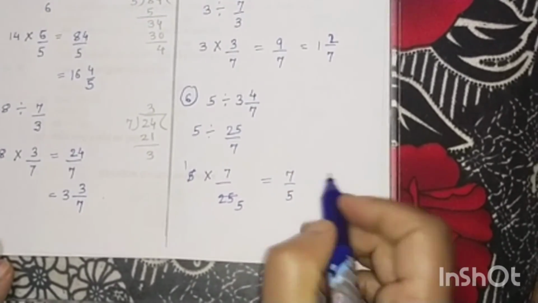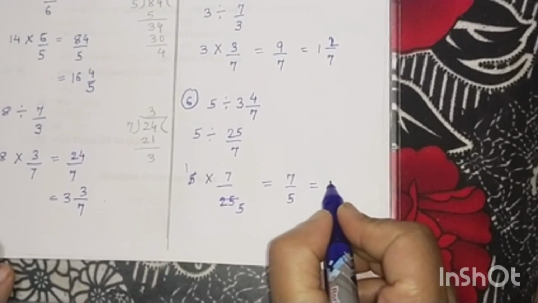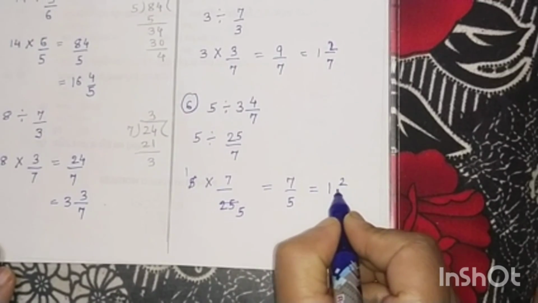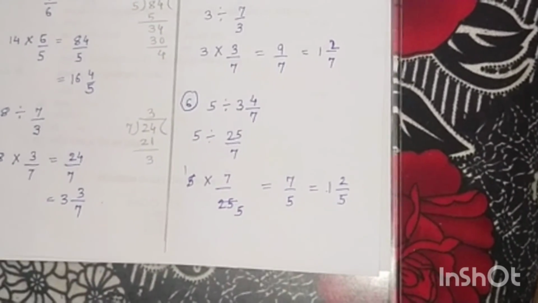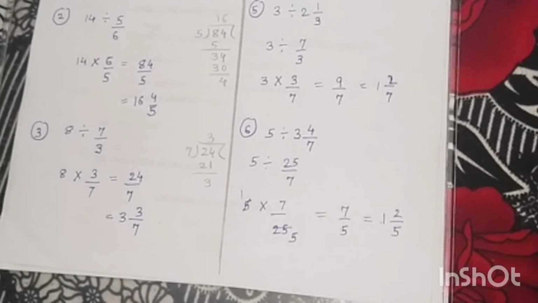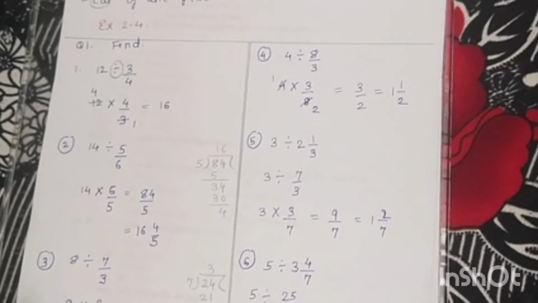Again it is an improper fraction, so we will convert it. So 1 2 by 5. 5 1s are 5, 5 plus 2 is 7. So the answer is 1 2 by 5. And this is exercise 2.4 question 1. Okay.